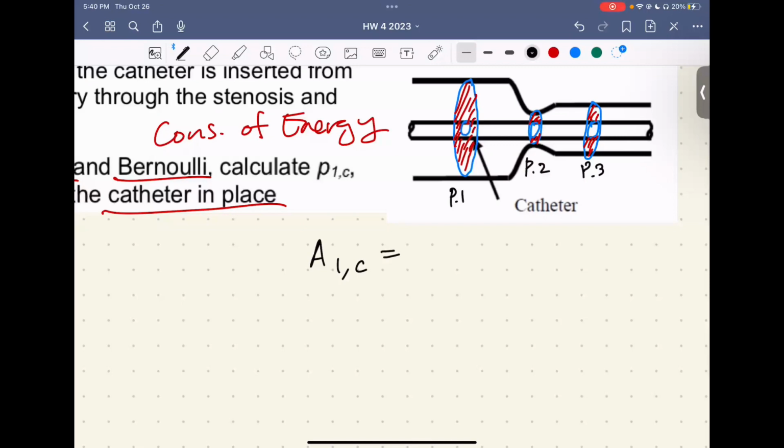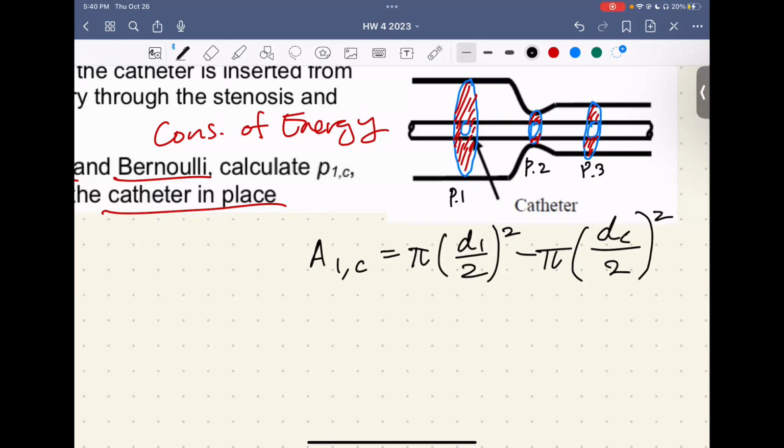So let's keep going. So we have the simple area of a circle, pi r squared. And instead of r, we are given diameter. So if we have diameter, divide by 2, inside the square. And we have to subtract the area of the stenosis. So that is the diameter of, or not the stenosis, sorry, the catheter, dc over 2 squared.